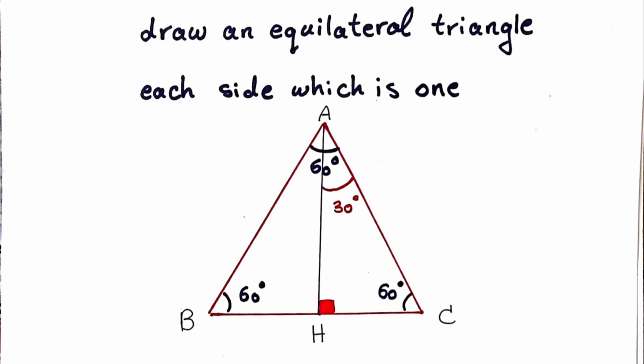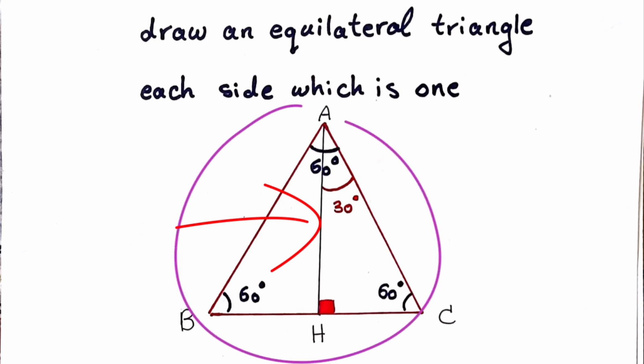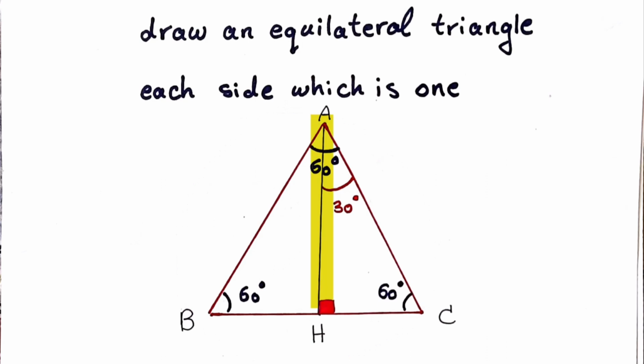For this, we draw an equilateral triangle whose sides are equal to 1. You know, in an equilateral triangle, the size of each angle is equal to 60 degrees. Then we draw the bisector of one of the angles. The drawn triangle is equilateral, so the bisector of an angle and the height of the opposite side overlap.